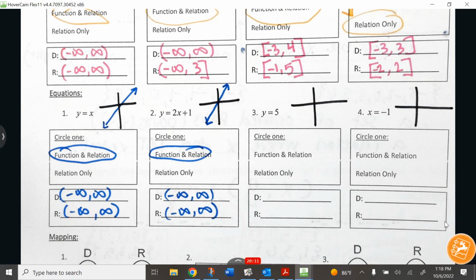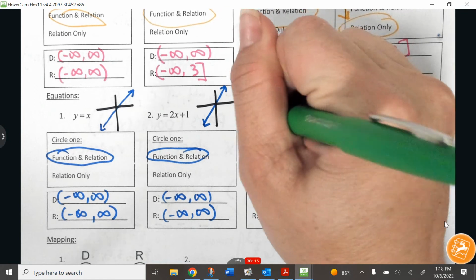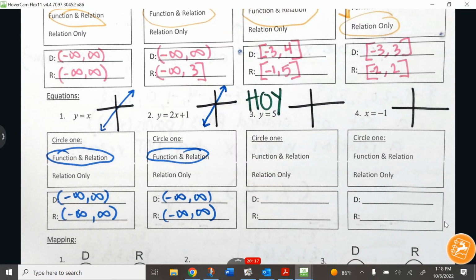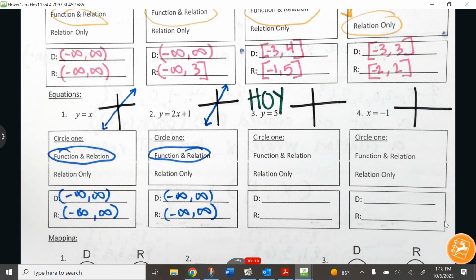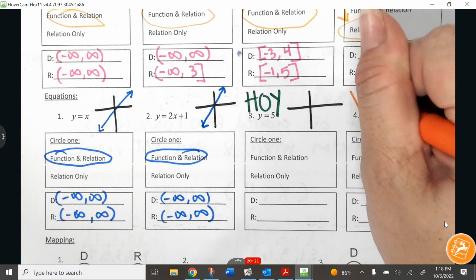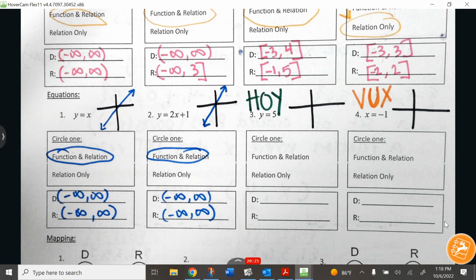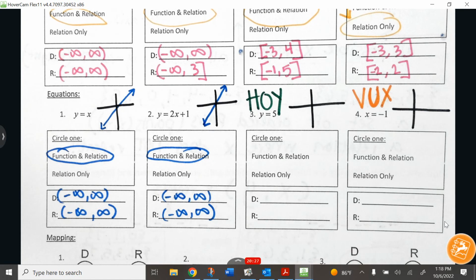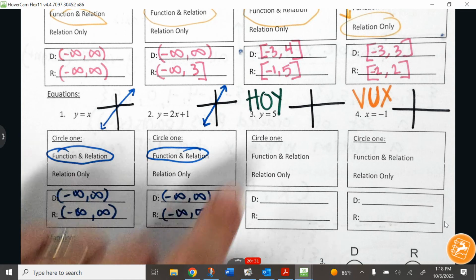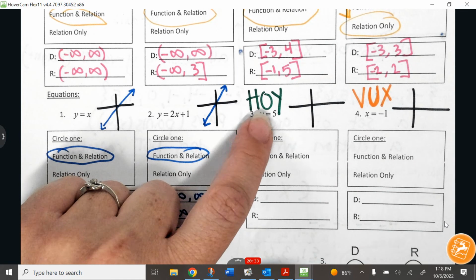Okay, the next two are special cases, though. Do y'all remember learning HOIVUX? Even if the words just sound a little familiar. That's a U in the middle, I promise. Okay, so I'm going to tell y'all what that means. We'll go into more detail when we get further into this unit, but today I'm just going to talk about it a little bit. So HOI stands for horizontal, zero slope.